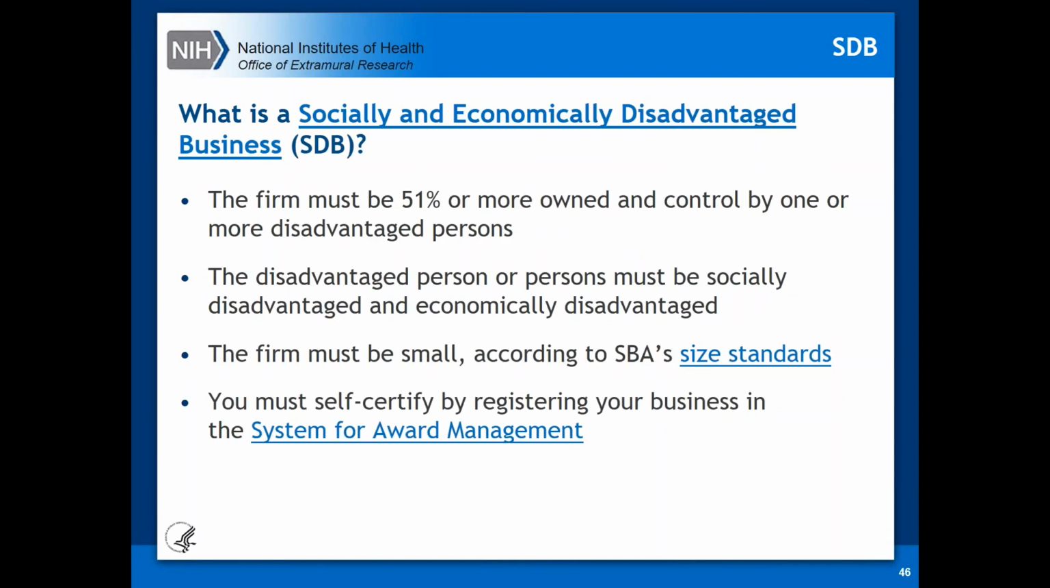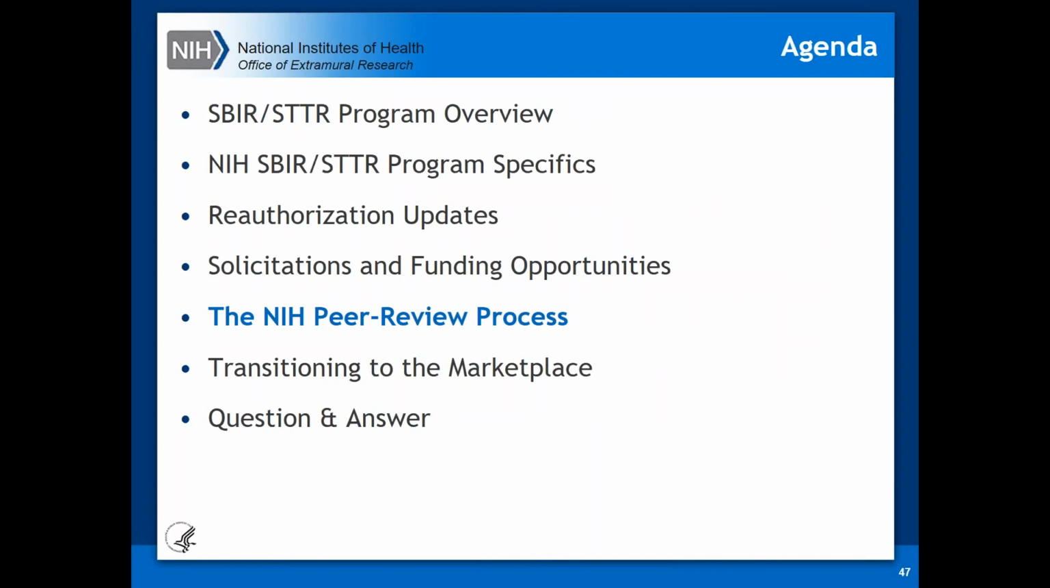So that is actually one of the groups that the SBIR program wants to foster more participation with. And also the socially and economically disadvantaged business. We're also looking towards fostering that as well. The firm must be 51% or more owned and controlled by 1 or more disadvantaged persons. The disadvantaged person must be socially disadvantaged and economically disadvantaged, and the firm must be small according to SBA size standards as noted before, and must self-certify by registering their business in the System for Award Management, otherwise SAM. Okay.